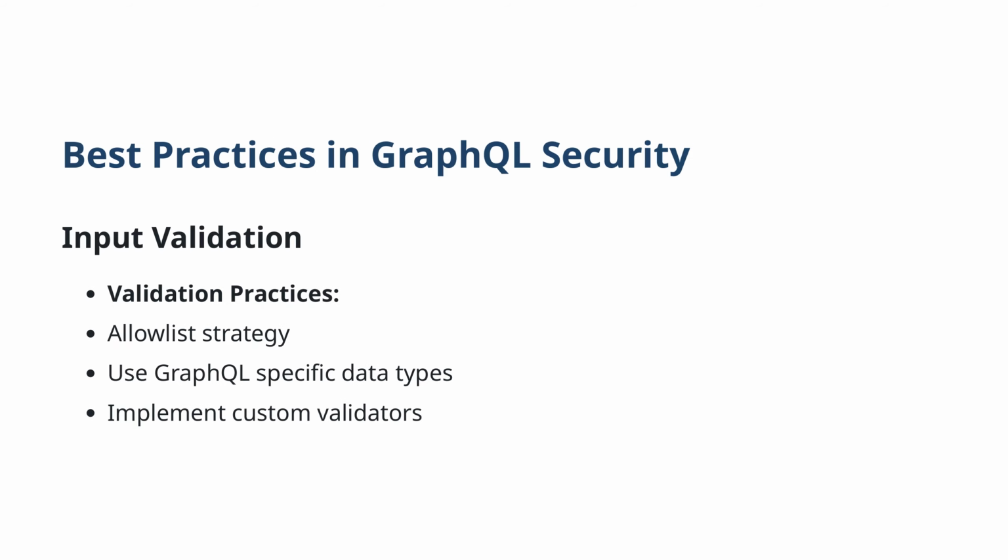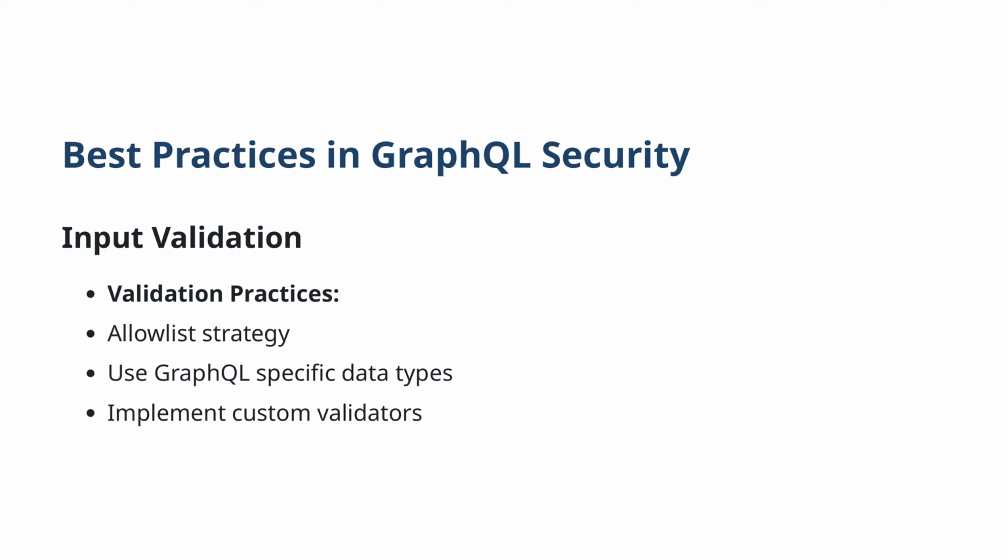In this slide, we will be discussing best practices in GraphQL security, specifically focusing on input validation. The first practice to consider is using an allow list strategy. This involves creating a predefined list of acceptable inputs, thereby reducing the risk of harmful data being processed by your system. Next, it's crucial to use GraphQL-specific data types. GraphQL offers built-in types that help enforce the format and type of the data, preventing erroneous or malicious data from being executed.